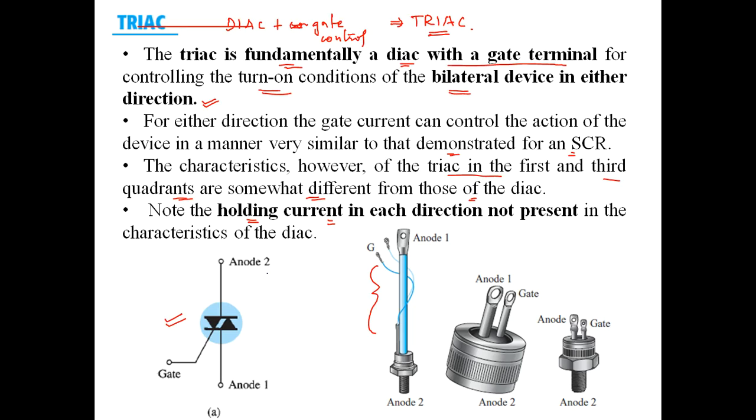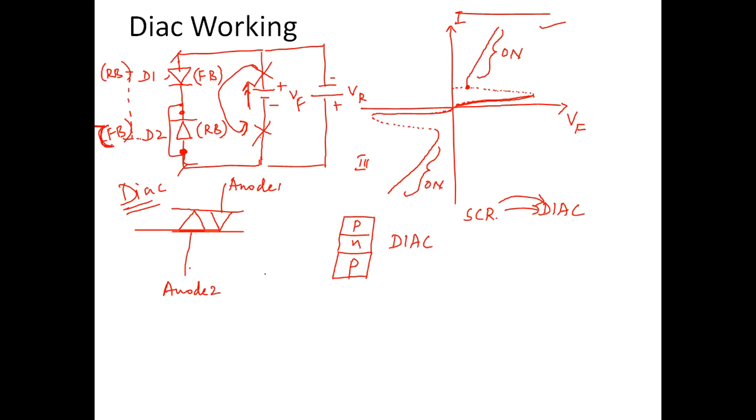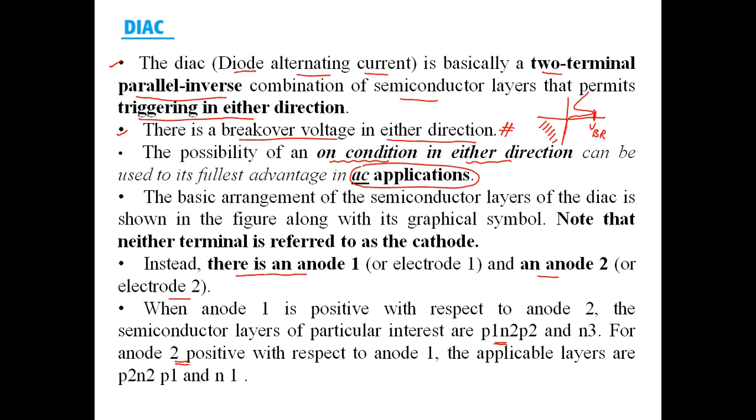To summarize, we discussed the basic working principle, the construction and the characteristics of three important power devices today. The first one being a diac, the second a triac, and the third a unijunction transistor. All these three devices are important with respect to your syllabus. Just consider that these three topics are important.